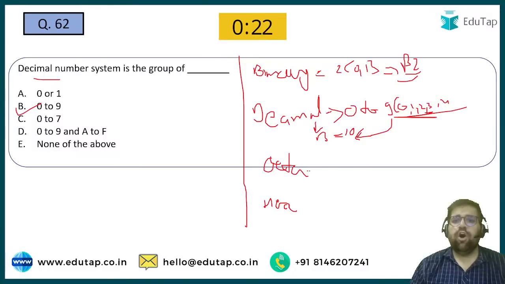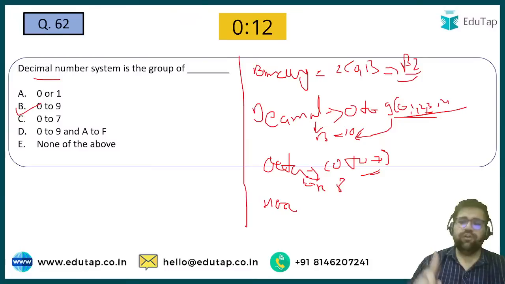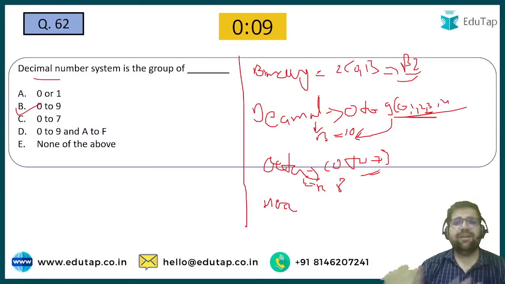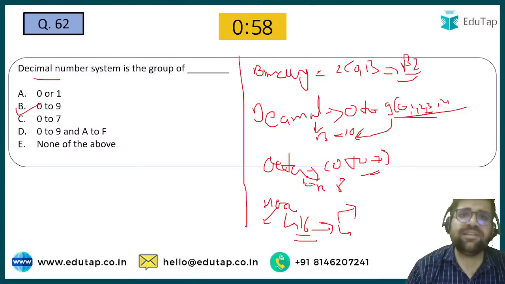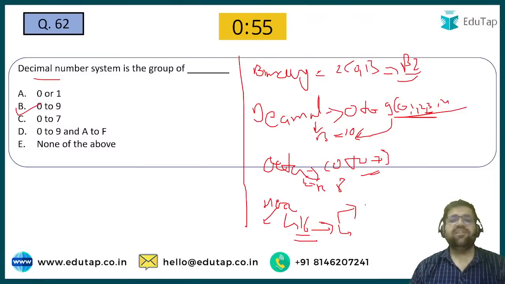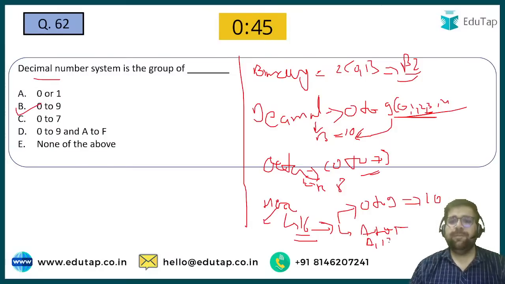Octal means the base will be 8. What are the numbers? 0 to 7. Don't take it as 0 to 8. 0, 1, 2, 3, 4, 5, 6, 7. 8 numbers are there. And hexadecimal has a base of 16. Now, how does 16 come? See, in two ways. First, this is alphanumeric, meaning there will be numbers and alphabets. The first 10 numbers are 0 to 9. Rest will come from A to F. So A, B, C, D, E and F, these are your 6. So here the base becomes 16.